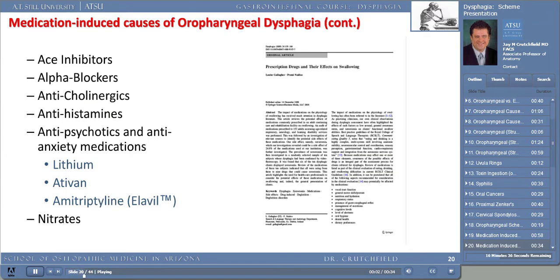Other medications that a patient's on can lead to complaints of dysphagia. When a patient presents to your office and says they have difficulty swallowing, you have to do a full history and physical exam, and part of that means looking at their medication list. One of the more notable ones that I saw in my clinical practice was Elavil or amitriptyline, Ativan and lithium, some anticholinergics, ACE inhibitors, and alpha blockers, and of course the nitrates. All of these are culprits in causing oropharyngeal dysphagia. You'll learn these with experience.